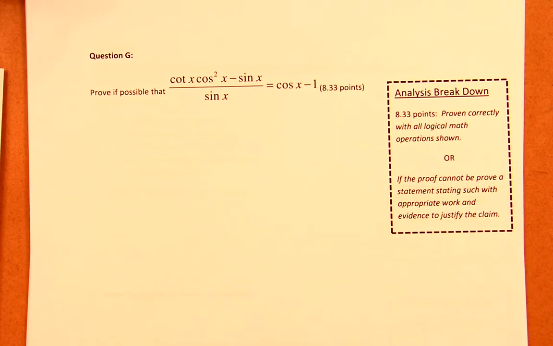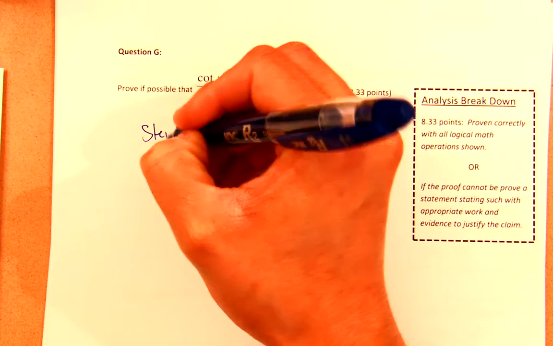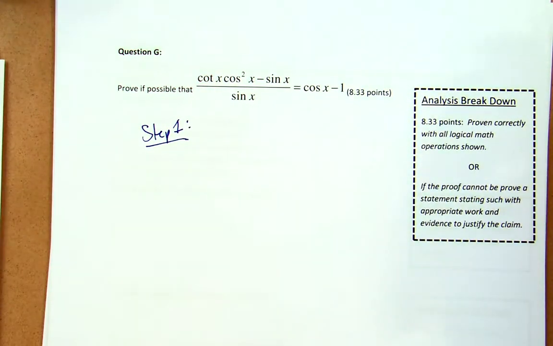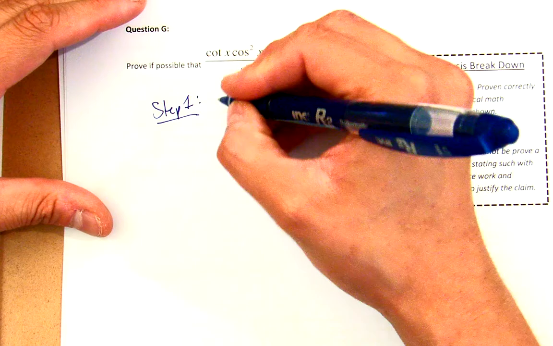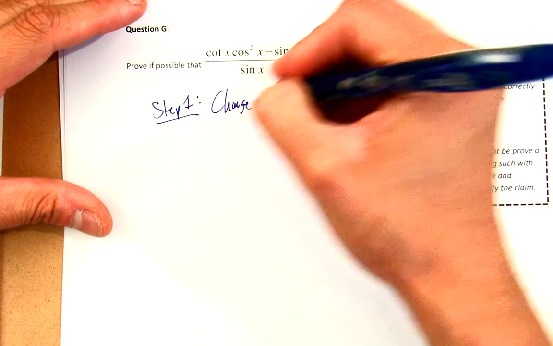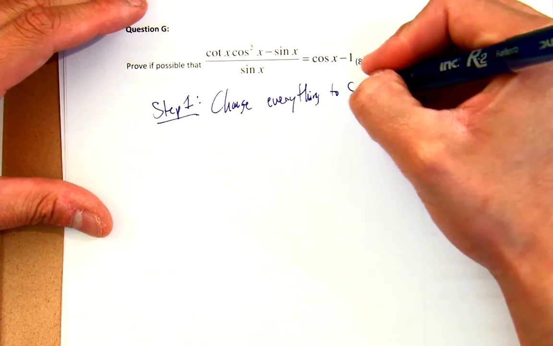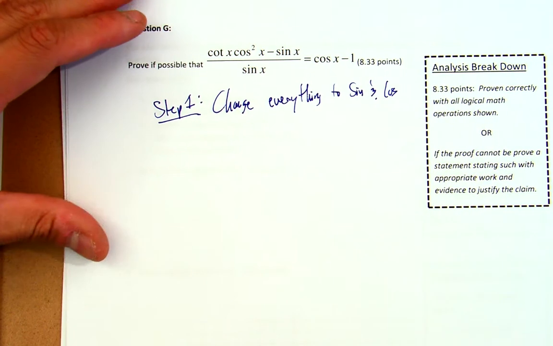Alrighty, looking at free response G. So it's a proof. So we're going to have to go through our steps. What's step one with the proof? When you're proving a trigonometric proof, anybody remember? Yeah. Change everything to sine and cosine, right? So let's go ahead and do that here.